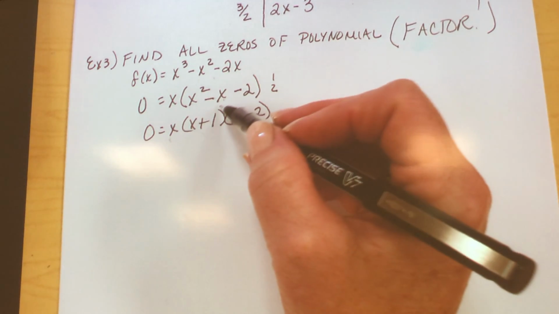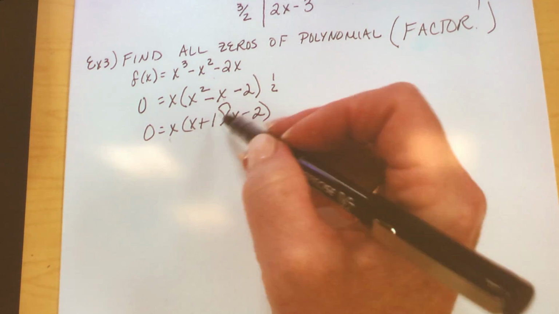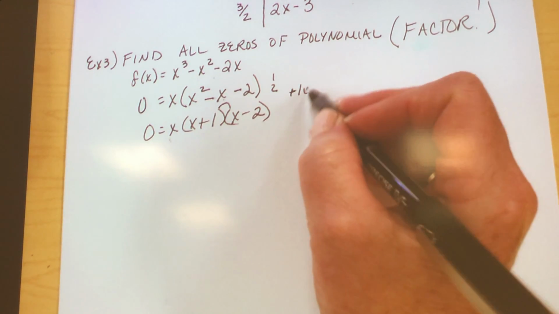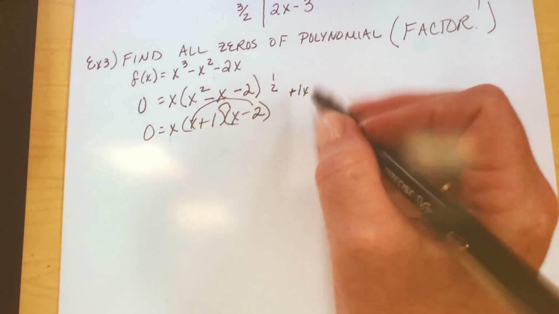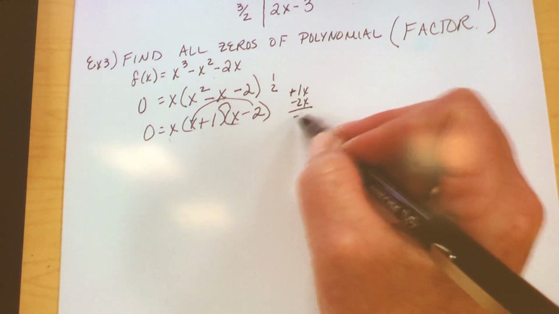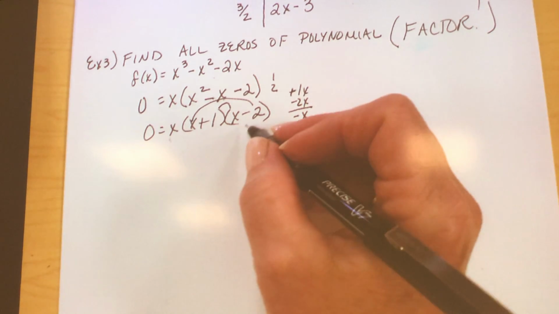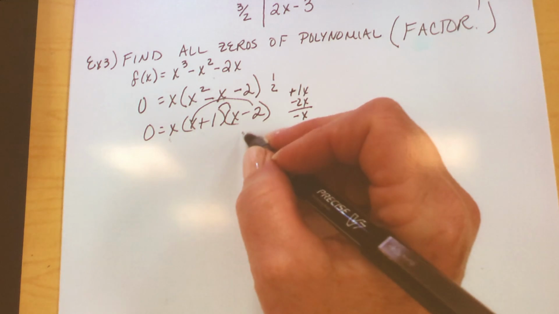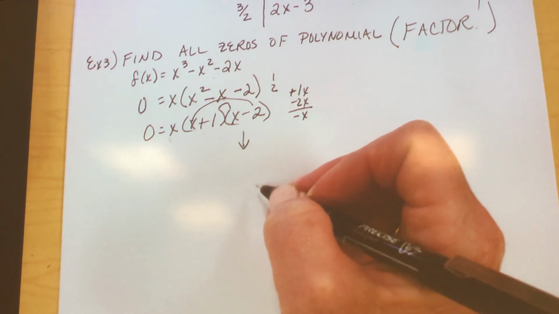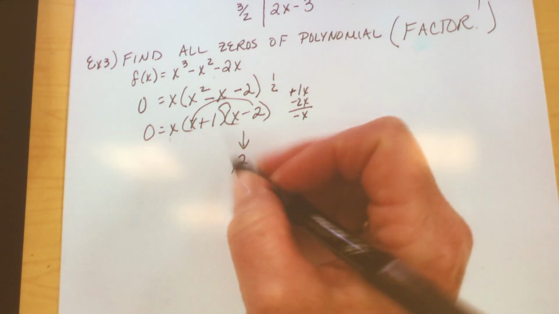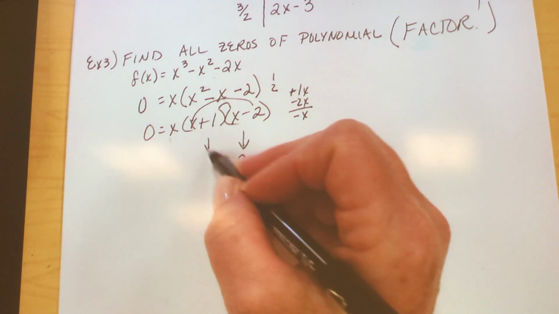If you're not a good factorer, you should always check your inners and outers. So there's a plus 1x, and here is a negative 2x. And there's my negative x that I'm looking for, that middle term. Now, x minus 2 is the factor, guys. What's the 0? 2. X plus 1 is the factor. What's the 0?